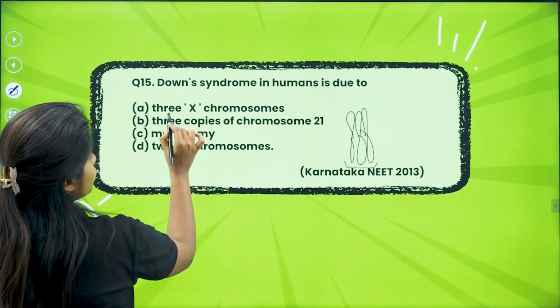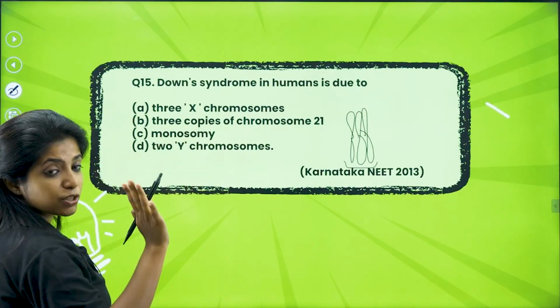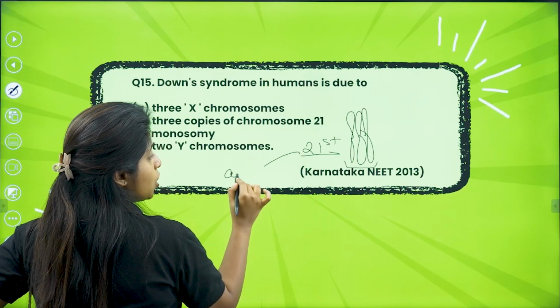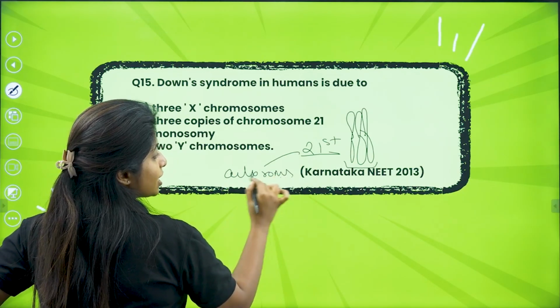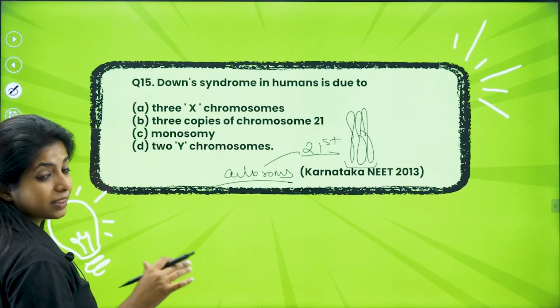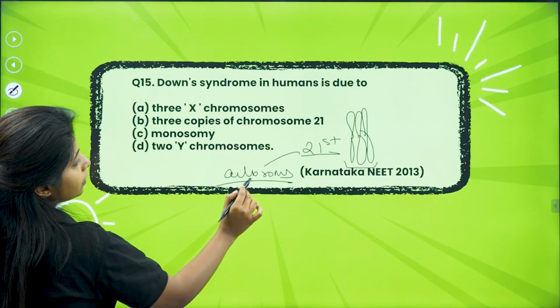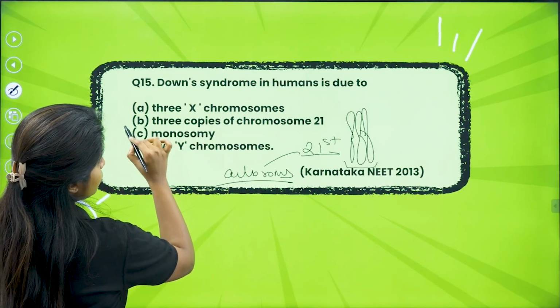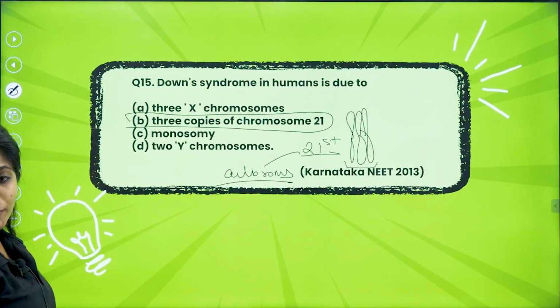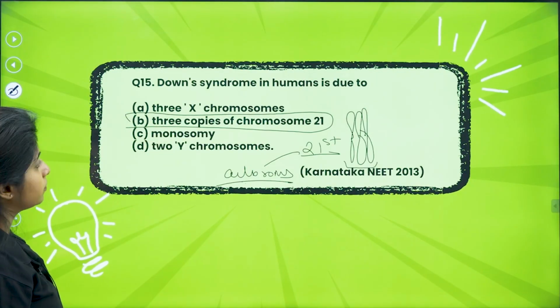And here your answer would be 3 X chromosomes. No, it is not X chromosomes. It is the 21st chromosome. That means you're talking about autosomes. Sex chromosomes are the 23rd chromosomes. Okay, please remember, the 23rd pair of chromosomes. So over here, autosomes would be it. Down syndrome in humans is due to 3 copies of chromosome number 21.